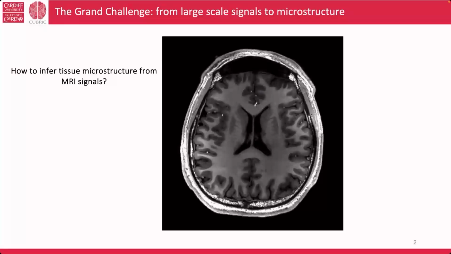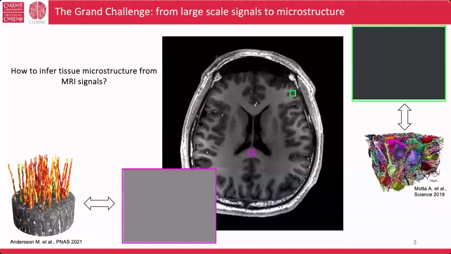So the grand challenge that we try to solve is to use large-scale signals, signals that we acquire using magnetic resonance imaging on a large scale, which is the millimetric scale of your image voxel. And inside this millimeter cube voxel, you can have a very complex microstructure, so the structure of the tissue at the cellular level. That's what we mean by microstructure.